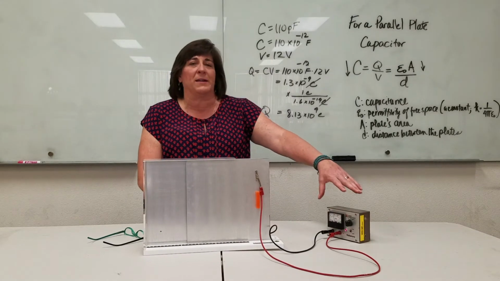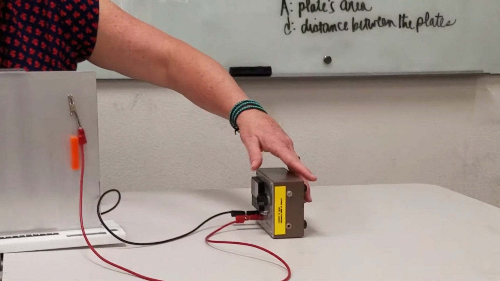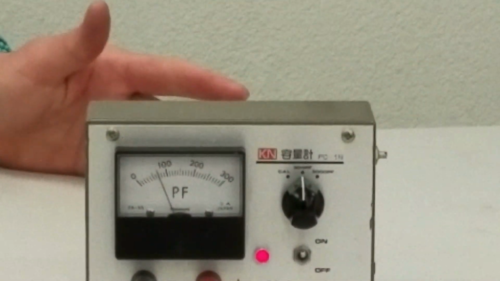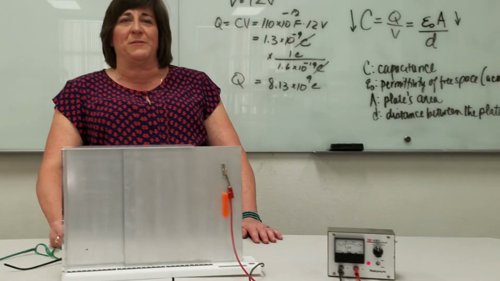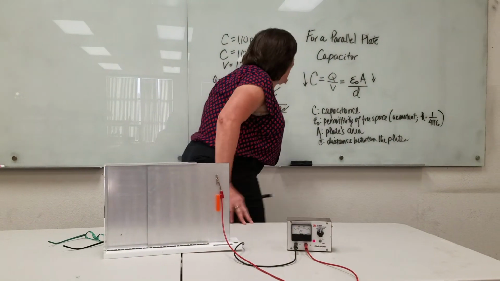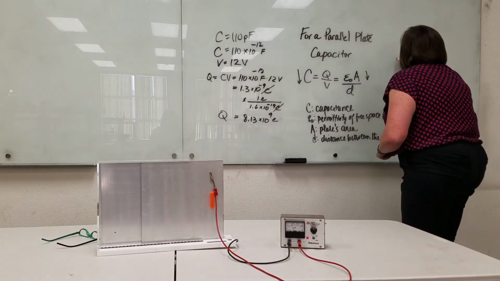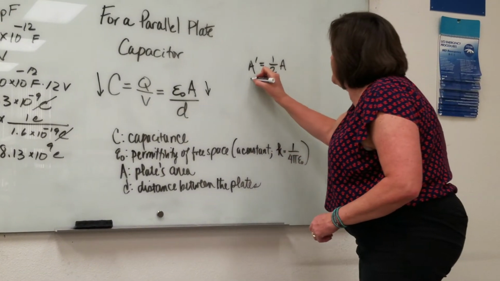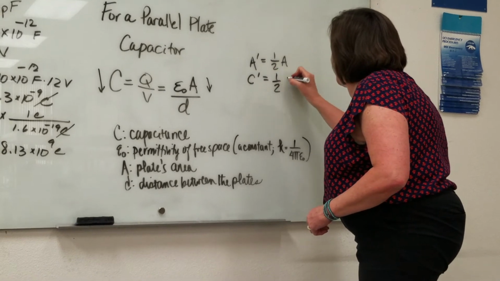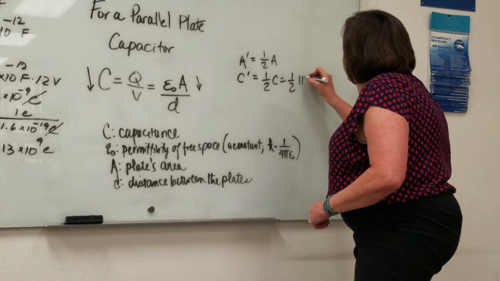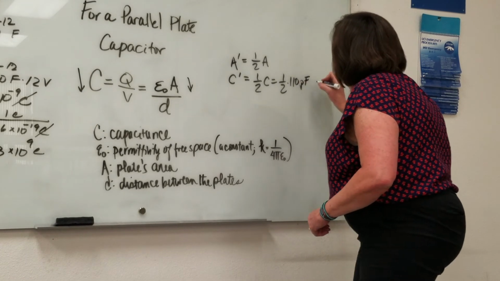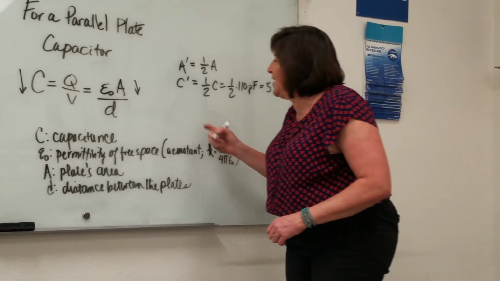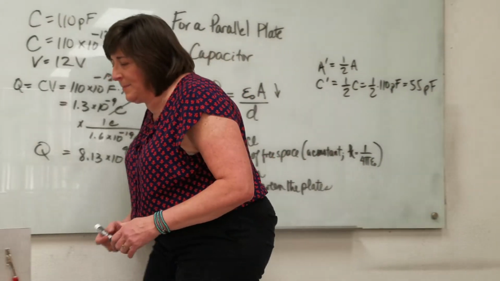And let's take a look at the meter again. Our capacitance has dropped now by a factor of 2. So now our capacitance is only about 55 picofarads. So when our A prime is half of the original A, then our new capacitance is 1/2 the original, 1/2 of 110 picofarads, or 55 picofarads. Okay? All right, so that's one example.